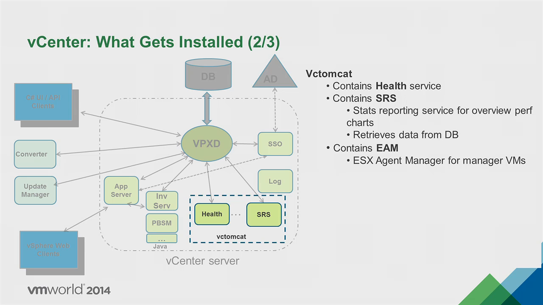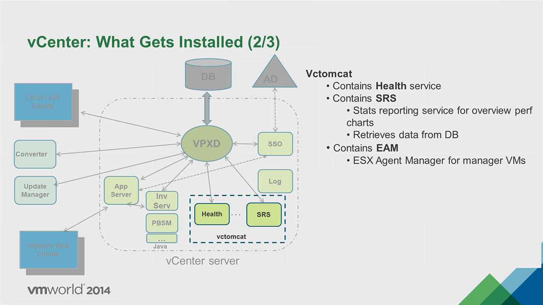One of the things that it contains is something called a health service. The idea behind this health service is that you go to various hosts and you get fan speeds, temperatures, motherboard information, and this lets you have hardware health that you can then put in alerts and alarms in vCenter. So that's one of the services within this Tomcat container.